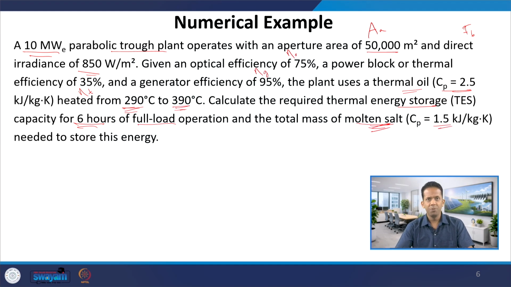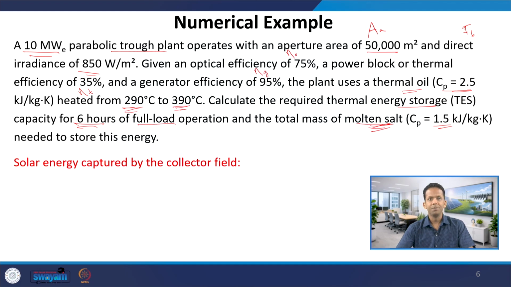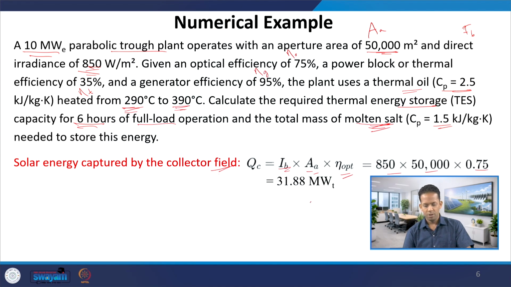So let's see how we calculate. We know the equation of useful energy gain as well as the efficiency. So the solar energy captured by the collector field will depend on what? It will depend on the incident radiation, 850, and aperture area, that is 50,000. So Q is I into A into the optical efficiency, that is the solar energy captured by the collector field. You substitute the values 50,000, 850 and 0.75 and we get 31.8 megawatt thermal, because we are talking about solar energy captured.